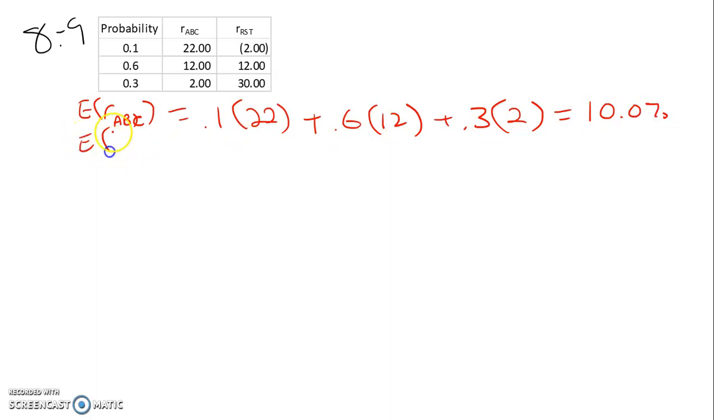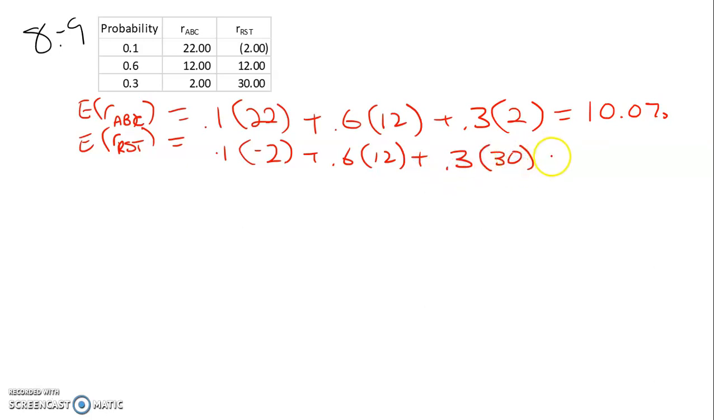So expected return for RST. That's 0.1 times -2 plus 0.6 times 12% plus 0.3 times 30%. Multiply those and add them up and you get an expected return of 16%.